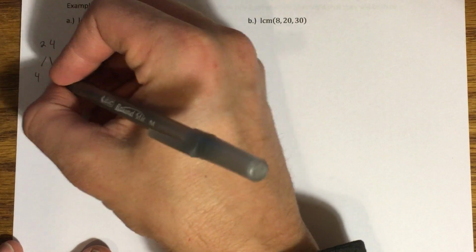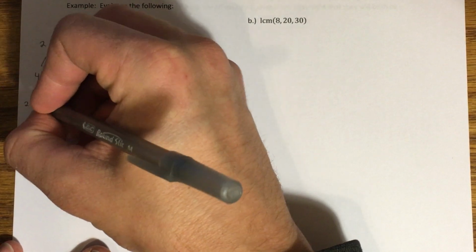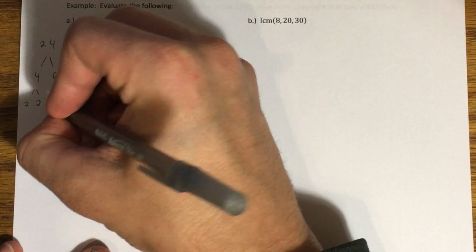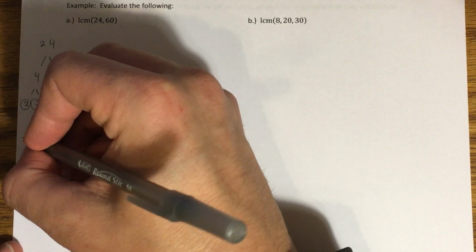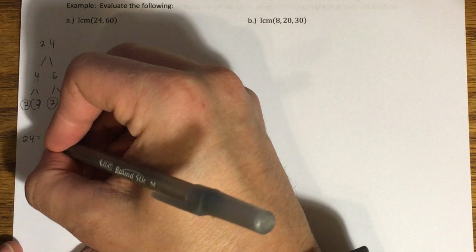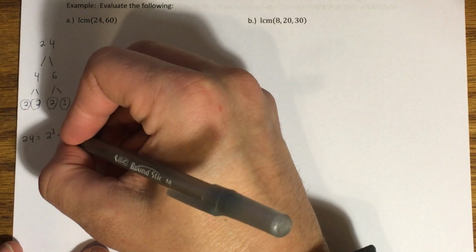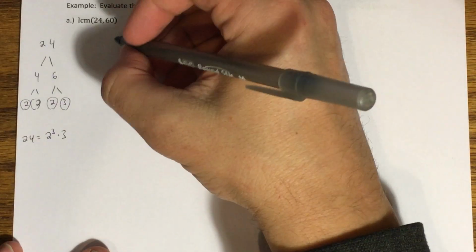24, for example, is 4 times 6. 4 is 2 times 2. 6 is 2 times 3. All of those are prime. So 24 is equal to 2 cubed times 3. What about 60?